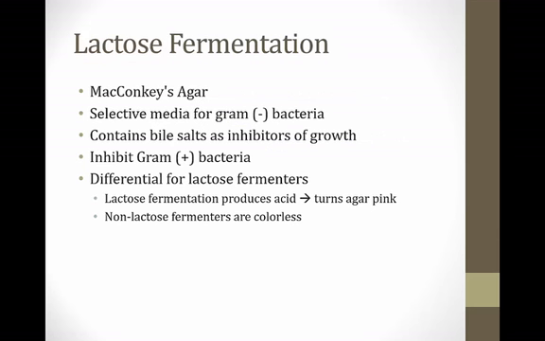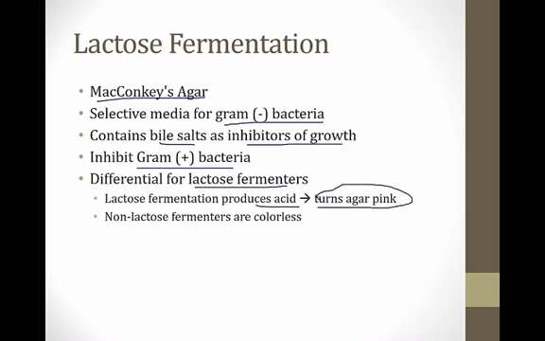The ability to ferment lactose is generally done by growing bacteria on McConkey's agar. This is a selective media for gram-negative bacteria. It contains bile salts that inhibit the growth of gram-positive bacteria. It's also a differential media for lactose fermenters because lactose fermenters produce acid, and this will turn the agar pink. Non-lactose fermenting bacteria will grow as colorless colonies.